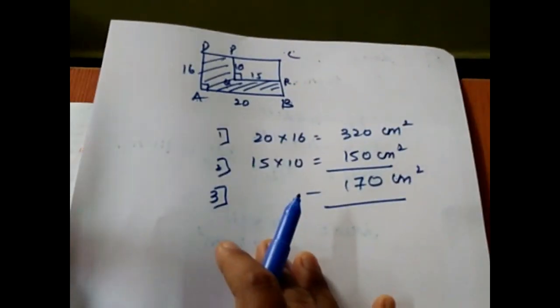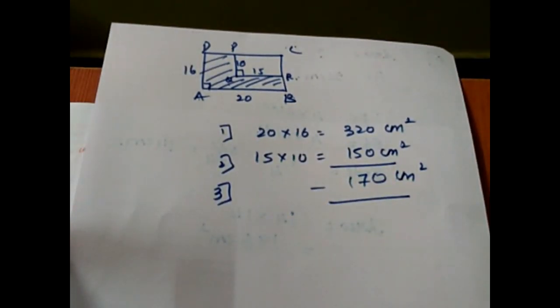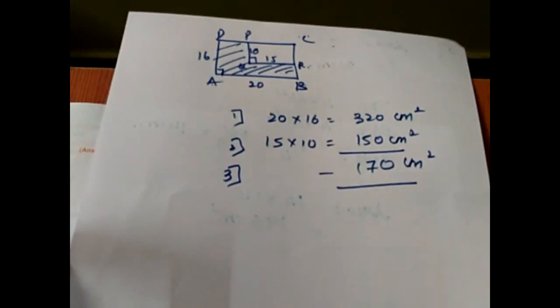But you should write it in steps, children. First step, area of rectangle ABCD, length into breadth. Area of rectangle PQRC, length into breadth. Area of shaded portion, that is area of rectangle ABCD minus area of rectangle PQRC. Same way all the remaining problems.